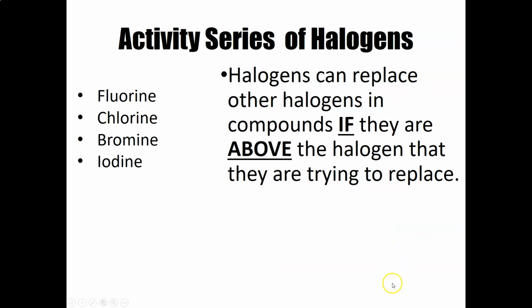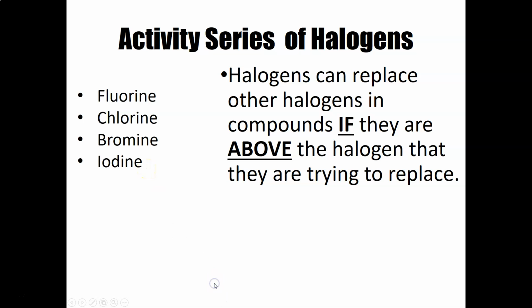We also have an activity series for halogens. Halogens can replace other halogens if they're above that halogen. Remember, up at the top is more reactive. So fluorine can replace chlorine, but bromine is not going to be able to replace chlorine. So we use this the same way, it's just a much smaller chart.